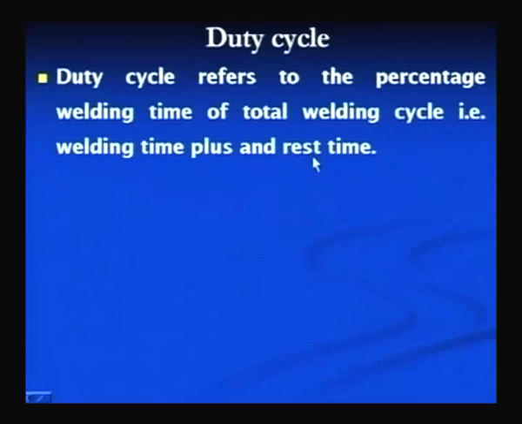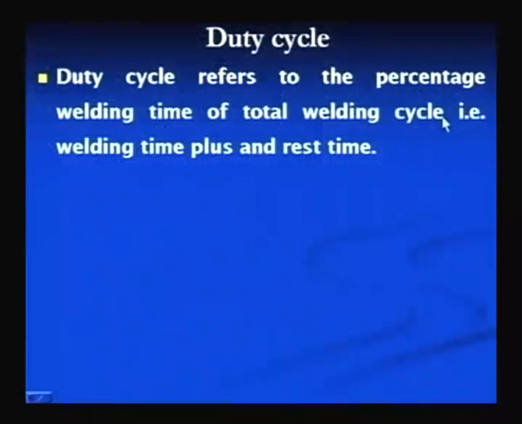So, what is the philosophy behind the duty cycle and why is it related to the welding current that can be drawn from the power source? We will see that in detail one by one, along with one simple numerical and its solution. Duty cycle refers to the percentage of the welding time of the total weld cycle time, that is, the welding time plus the rest time.